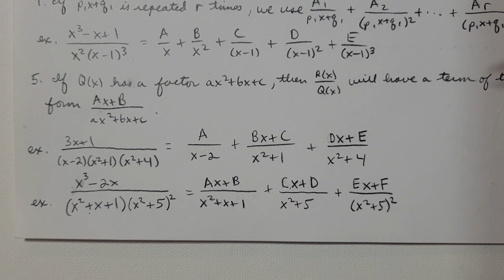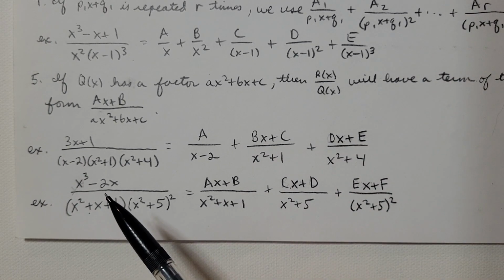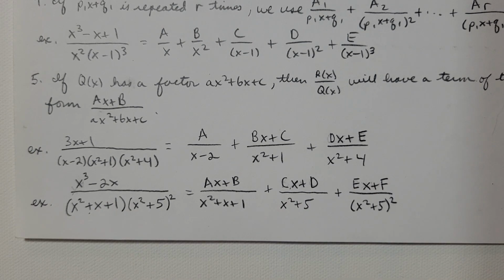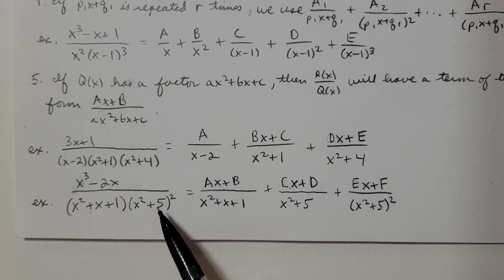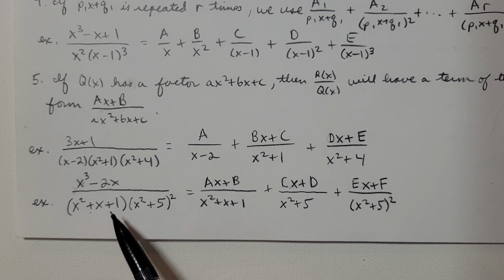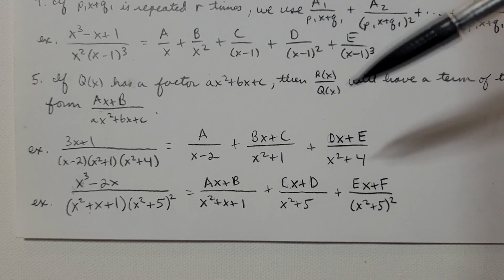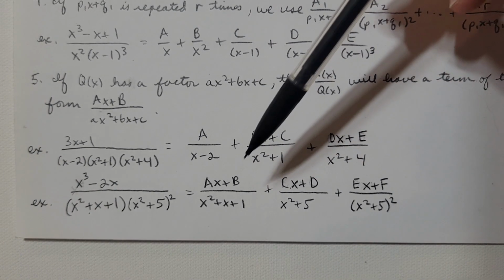Here's another example. What if we were going to integrate x cubed minus 2x divided by x squared plus x plus 1 times x squared plus 5 squared? So I've got a couple of quadratic factors here. Now x squared plus 5, that's a quadratic, and it repeats 2 times. X squared plus x plus 1 is also quadratic, and it does not reduce. Because all these are quadratics, in the numerator I'm going to have a linear factor.